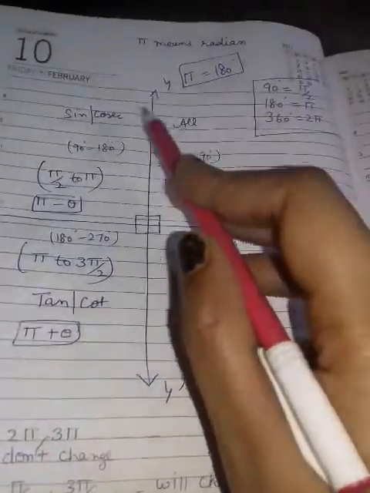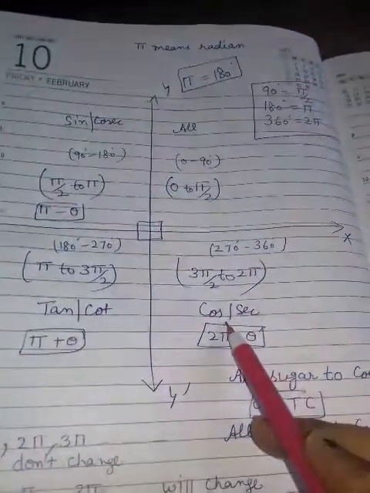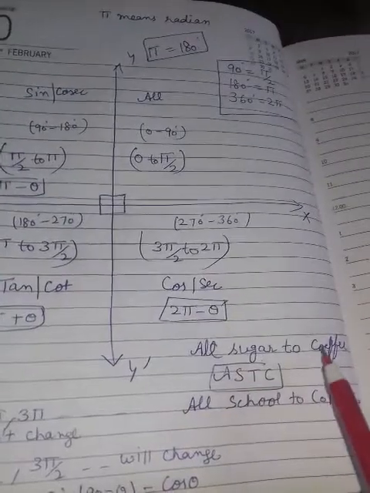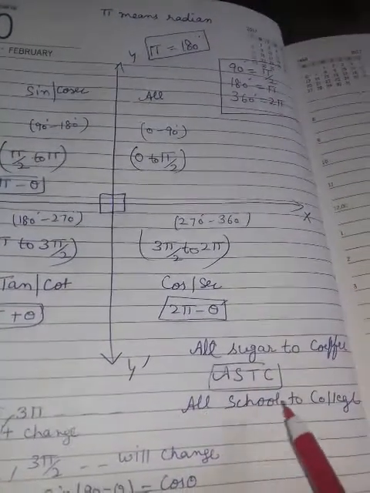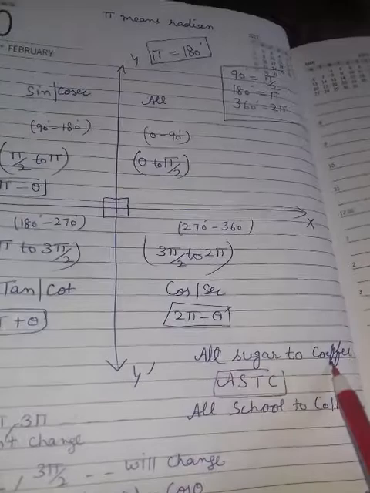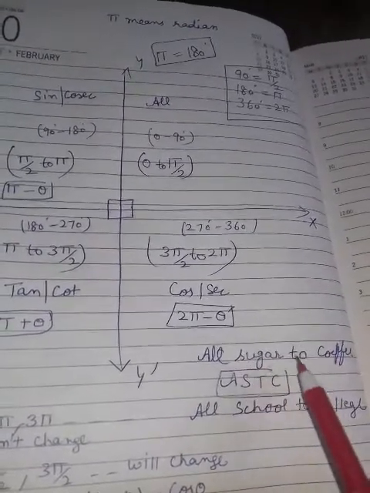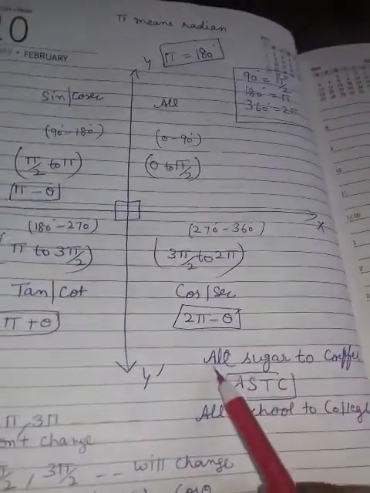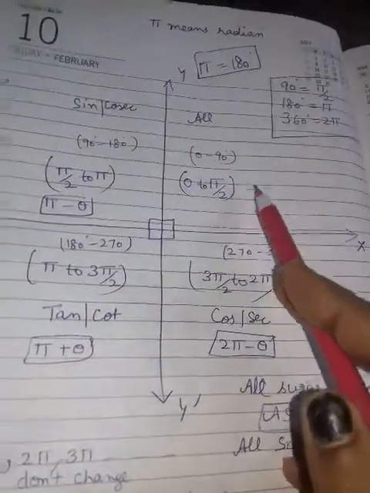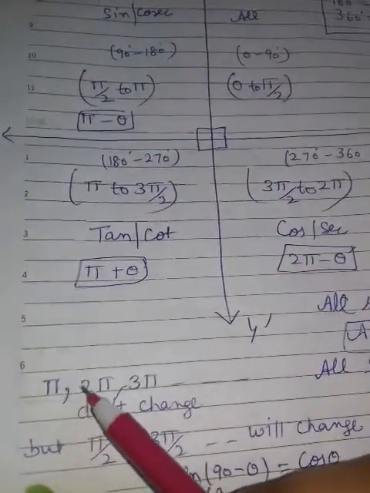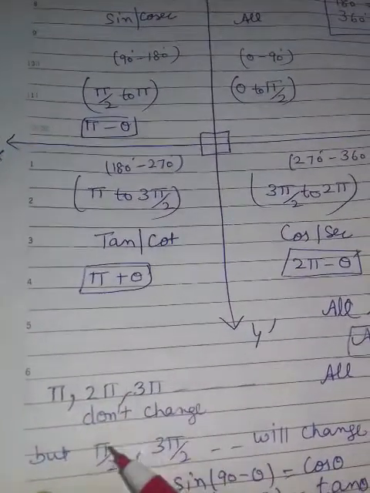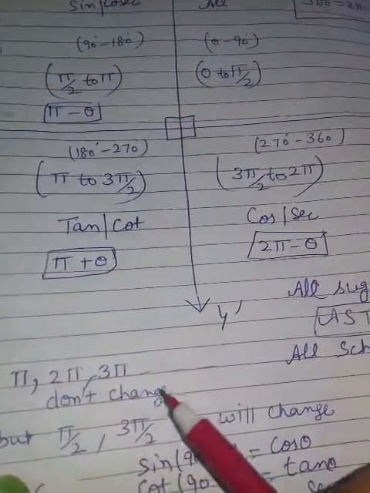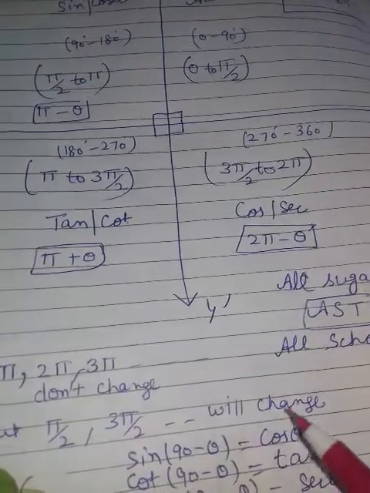ASTC. All school to college, or all sugar to coffee, to learn it. S means sine, T means tan, C means cos, but their reciprocals are also included. All means all t ratios are positive. And one thing more, whenever we see pi, 2 pi, 3 pi, they will not change, they will remain the same. But pi by 2, 3 pi by 2 and so on, then they will change.